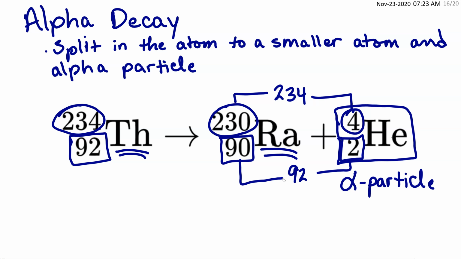Once again, this particular type of reaction is called alpha decay, and the alpha particle looks like a helium atom, and they're typically charged. But once again, that's beyond the scope of this particular lecture. So this is a type of nuclear decay.